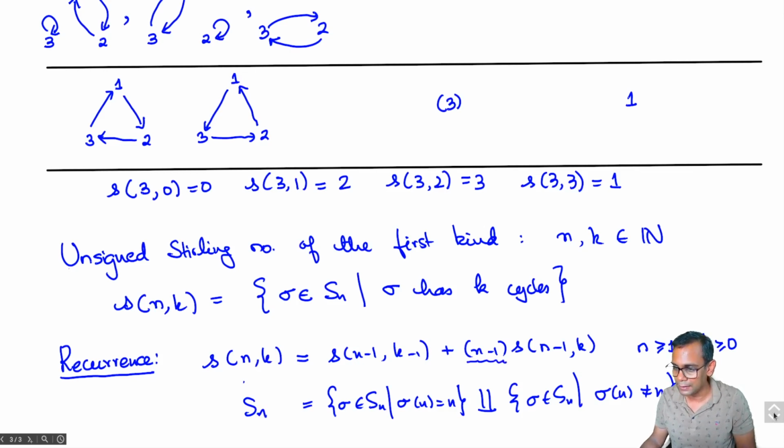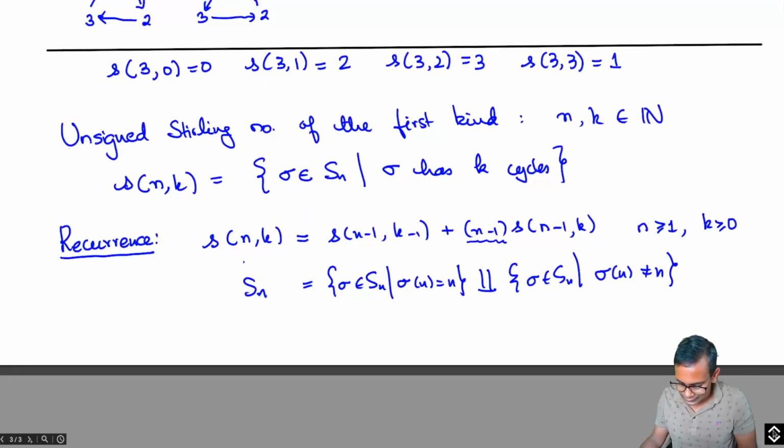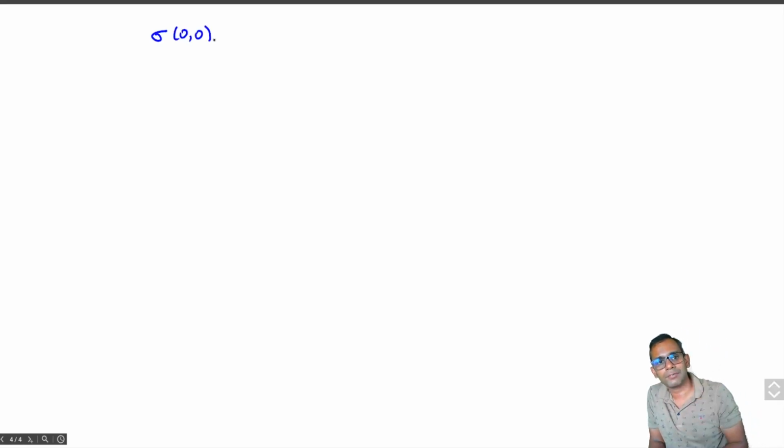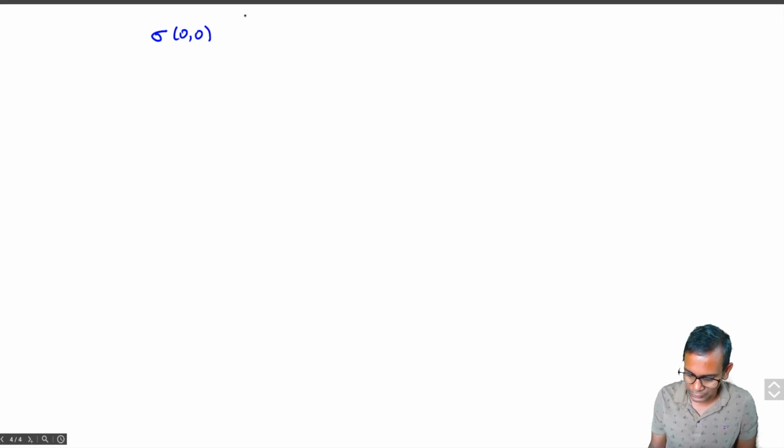It's quite easy. And so using this recurrence, it's easy to compute the unsigned Stirling numbers of the first kind. We'll just start with s 0 0, the number of permutations of the empty set with 0 cycles. Well, there's only one permutation of the empty set. There's only one bijection from the empty set to the empty set, namely the empty function. And so I would say this is equal to 1. So let's just make a table. n equals 0, we have 1.